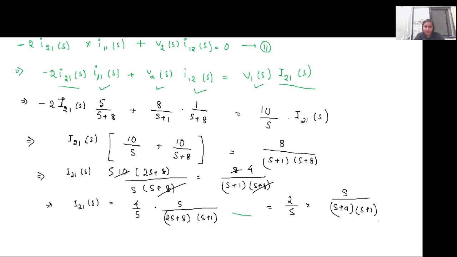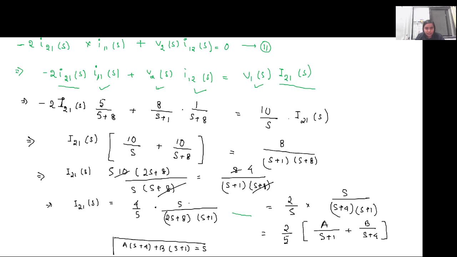So how will we solve this? We can write it in terms of partial fractions, A by B. So it will be 2 by 5 into A by S plus 1 plus B by S plus 4. We can write it like this, right? Now we have to solve for A and B. So what can we write? A into S plus 4 plus B into S plus 1 is equal to S, because in the numerator it is given to be S.